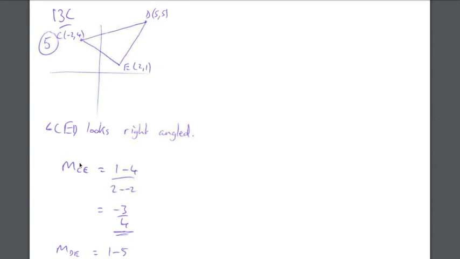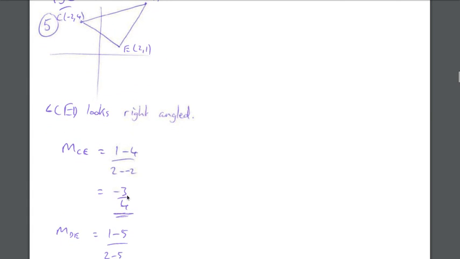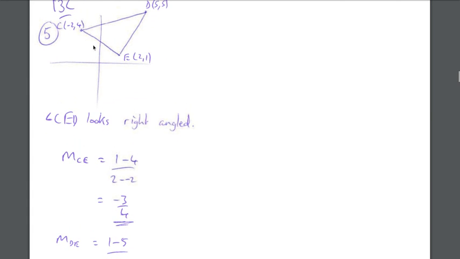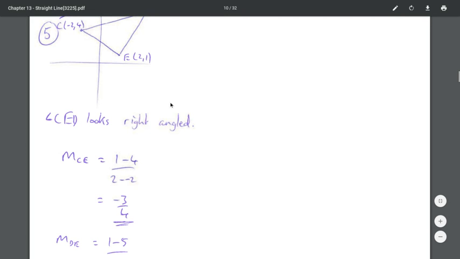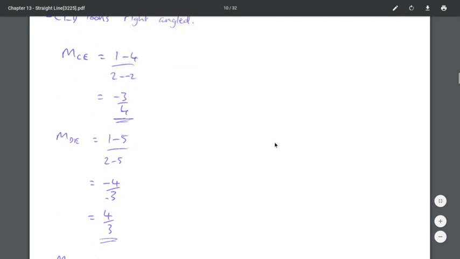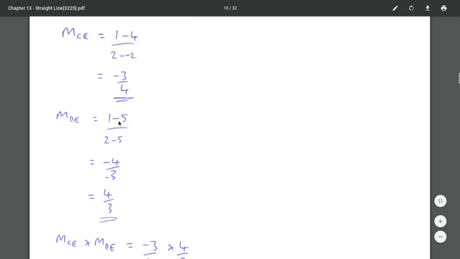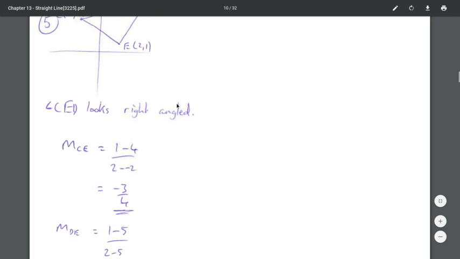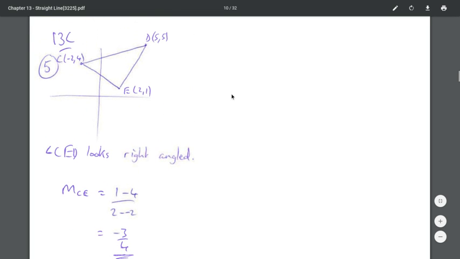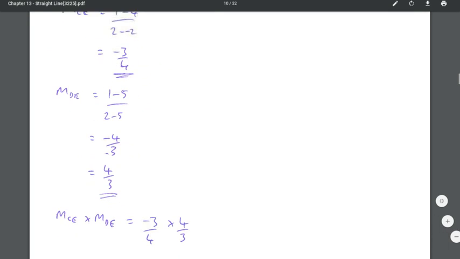So let's find the gradient of CE. Just y2 minus y1 over x2 minus x1, and the gradient of CE is -3/4. The fact it's negative looks good because it is clearly negative on my diagram. Gradient of DE is 4/3. Again, positive gradient, so that's good.